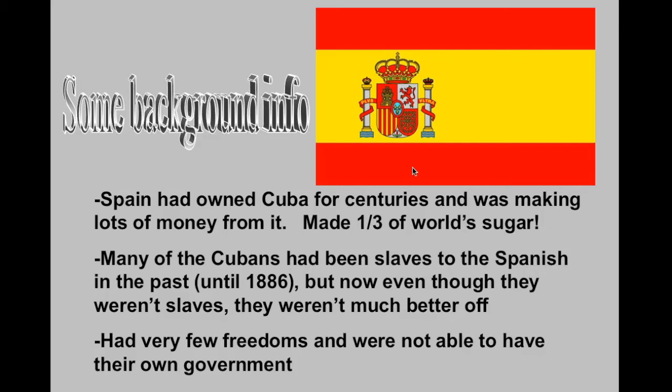If we go way back, way before the years covered in this class, you would learn how Spain owned Cuba for centuries and was making lots of money from it. In fact, by the mid-1800s, they say a third of the world's sugar was coming from Cuba, which was under Spanish control.